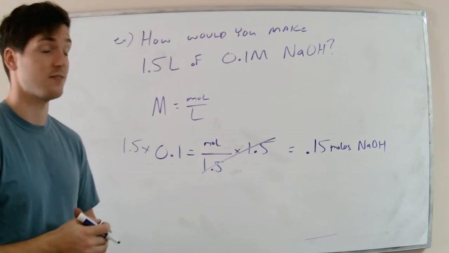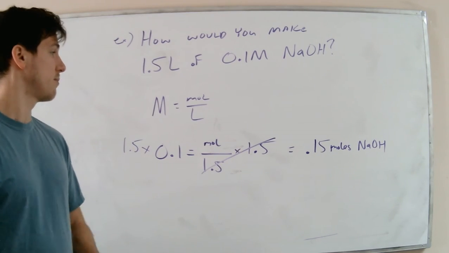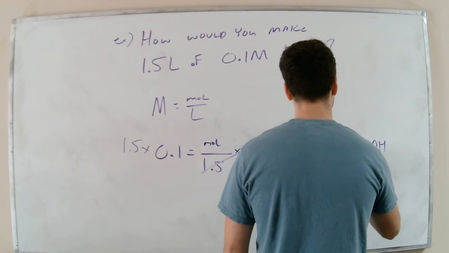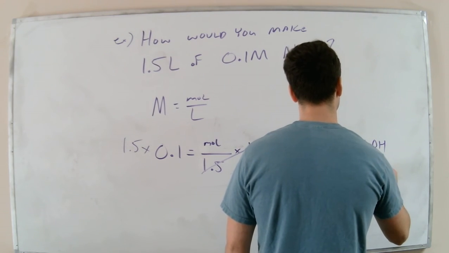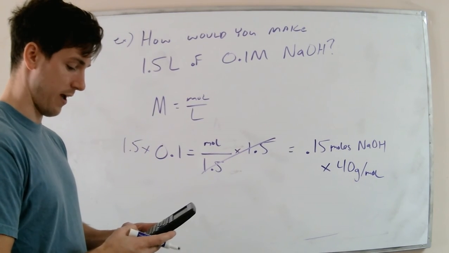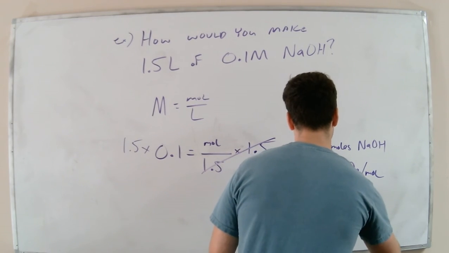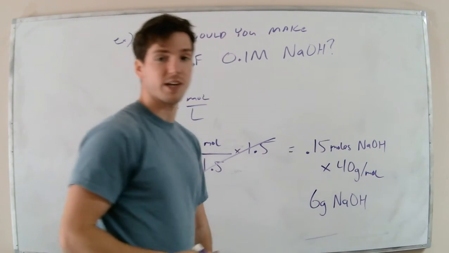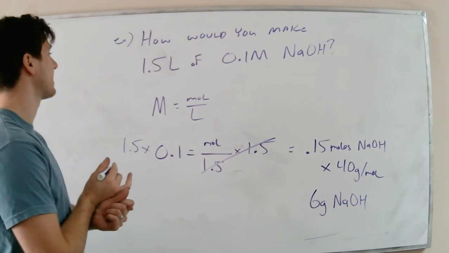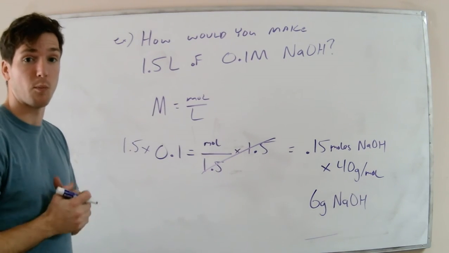And then I told myself, you can't measure out moles. There's no scale that will measure out moles for you, okay? But I can measure out grams. So let's change this moles to grams. So I multiplied it by the molar mass of NaOH, which is 40. So I'll take 0.15 times 40, and I would have gotten 6 grams of NaOH. So I'm going to need 6 grams of NaOH, and then I'm going to put it in a beaker, and I'm going to dilute it with water to 1.5 liters.